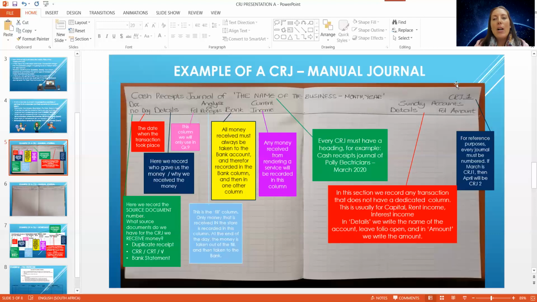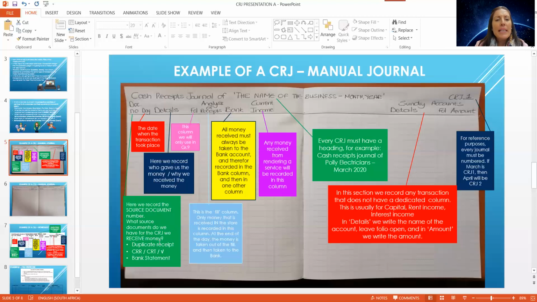Okay, so we've dealt with the heading and the numbering of the journal. Now let's start with the different columns. You'll see the very first small thin column that we have here is our document number column. So here we will record the numbers of the source documents that we've used to record these transactions, and that is also very, very important. So let's have a look. Can you remember what source documents do we have for the CRJ?